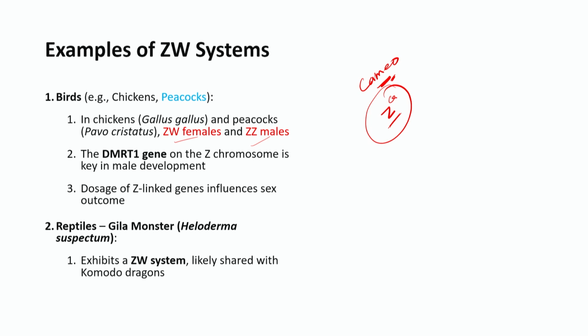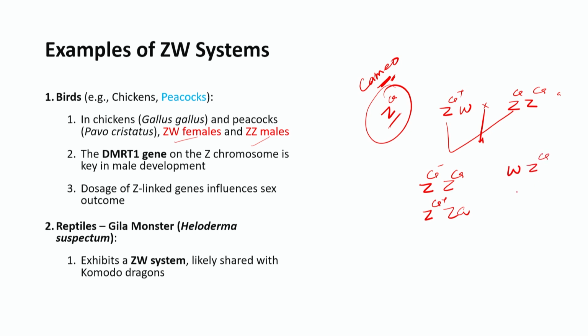And so you can see this beautiful inheritance pattern. So Z should be CA and CA, and then it will be ZCA plus and haplo, right? And then when we cross them, we will see ZCA plus with ZCA, right? And the same way ZCA plus with ZCA, right? And then we will also have W with ZCA and W with ZCA, right?